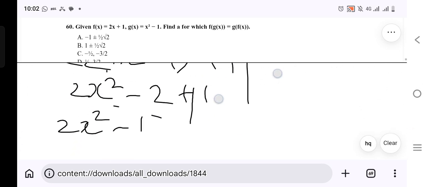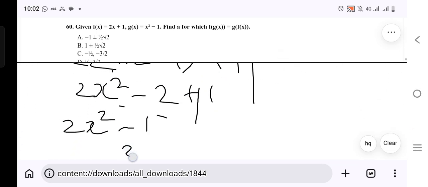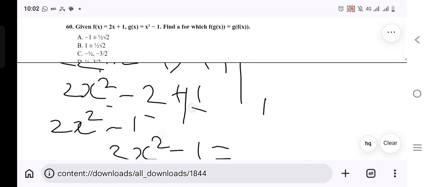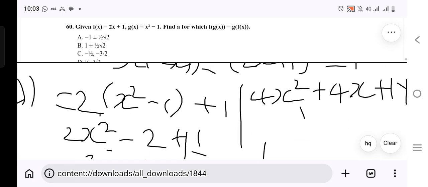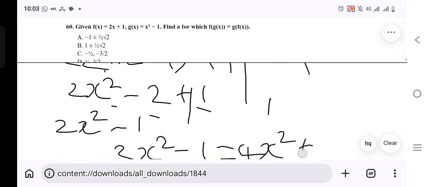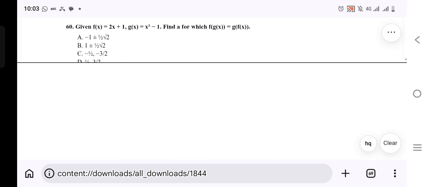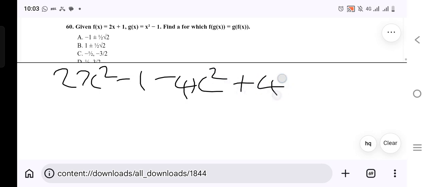So I'm now finding the value whereby these two are the same. Here 2x squared minus 1 is the same thing as this 4x squared plus 4x plus 1 minus 1, which goes like that, so 4x squared plus 4x. So with this now, let me write it: 2x squared minus 1 is the same thing as 4x squared plus 4x.